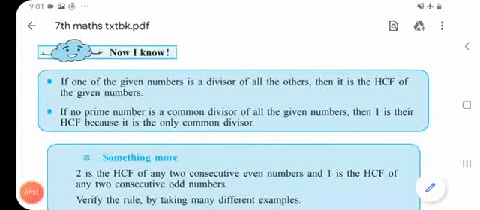Remember, if one of the given numbers is a divisor of all the others, then it is the HCF of the given numbers. If no prime number is a common divisor of all the given numbers, then 1 is their HCF because it is the only common divisor.